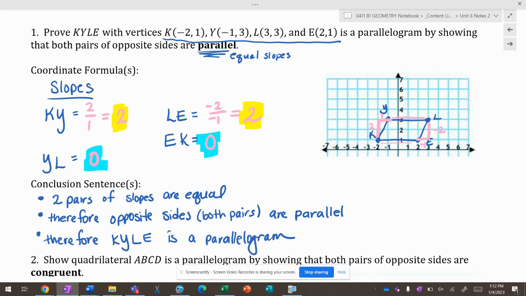Okay? And there it is. That's how you do what's called a coordinate proof. You are given a shape, and then you are asked, prove that this shape is what you think it is using coordinate geometry. Slope, midpoint, distance, length, Pythagorean theorem, whatever. Do some geometry to get there.